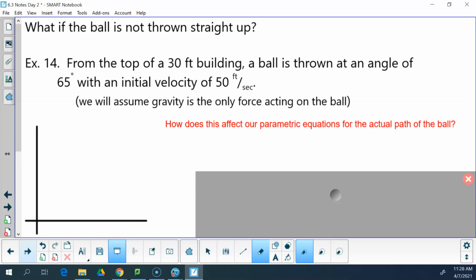Okay? Were you worried for the TV? I wasn't. Okay? Right? So it's got a horizontal and a vertical component.